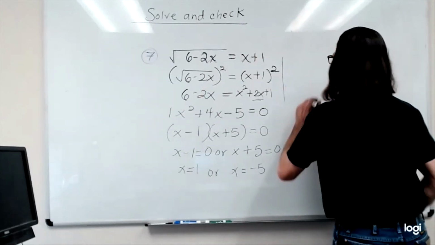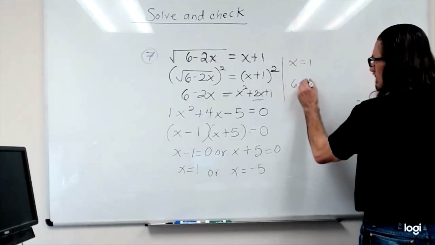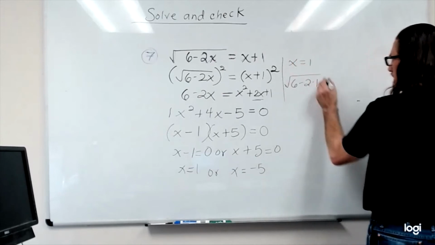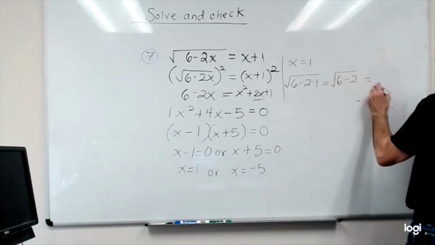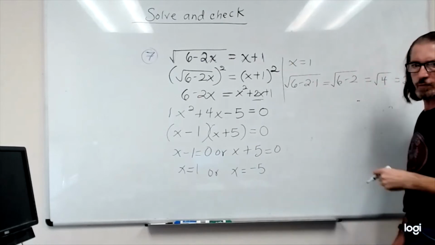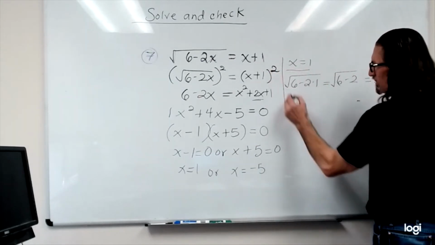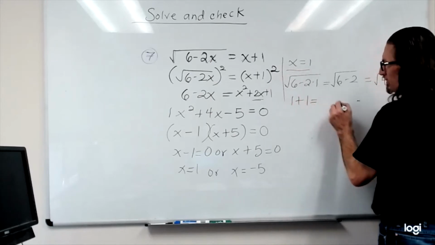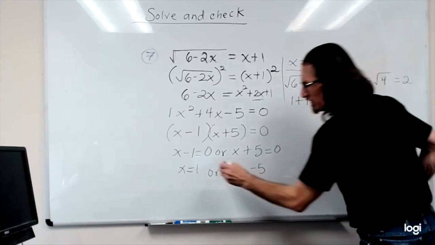On the left side, if I check x equals 1, 6 minus 2 times 1 is 6 minus 2, that's 4. Square root of 4 is 2. And on the right-hand side, plugging in 1 for x, 1 plus 1 is also 2. So this checks. That solution is good.